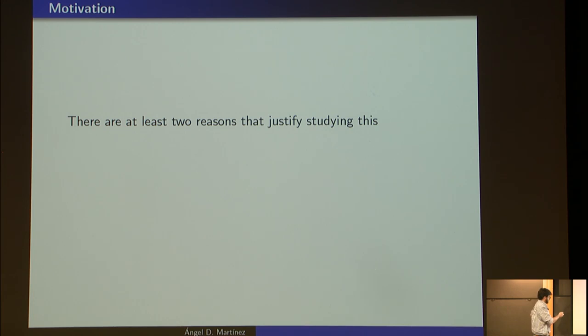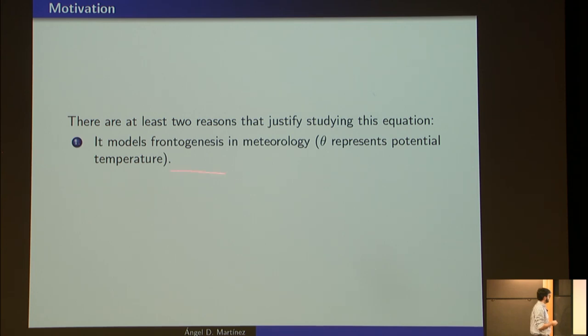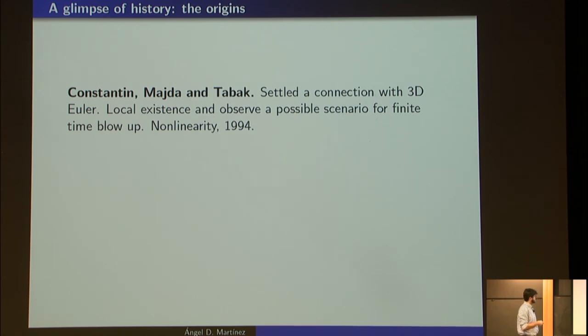So, okay, there are at least two reasons for studying this equation. One of them is that it is a simplification of a model from meteorology, where one expects to have frontogenesis, and that means that a front of high temperature and low temperature will collide, therefore you will have a big slope, a big gradient, and that's bad for the equation somehow. And the second is that it is related to the 3D Euler equation.